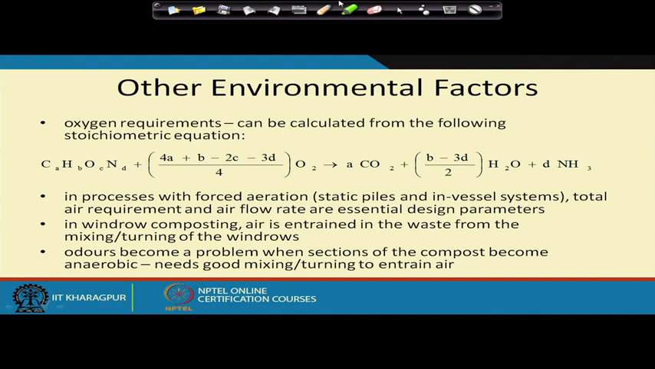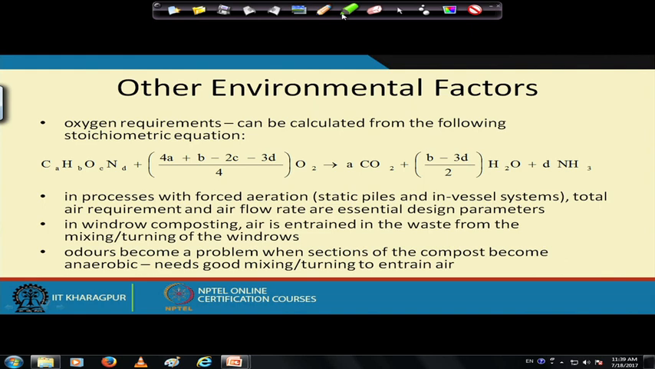So in terms of the other environmental factors, one of the important things is that composting is an oxidation process. When we say oxidation process, we have to calculate the amount of oxygen required. That's what this slide is trying to say: you have to find out the amount of oxygen required, because you are supplying oxygen. We don't supply pure oxygen, we supply air, and oxygen is part of air, around 23%. So we will be supplying air to this system, and we have to find out how much air is required.